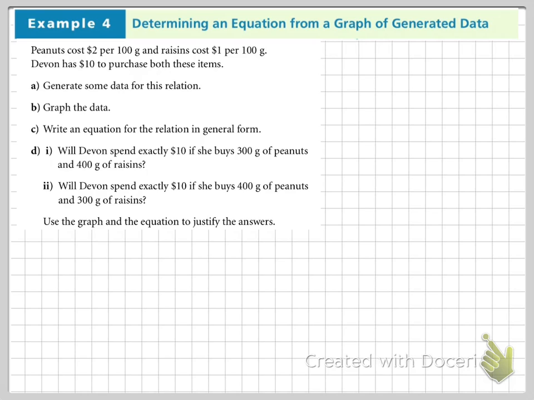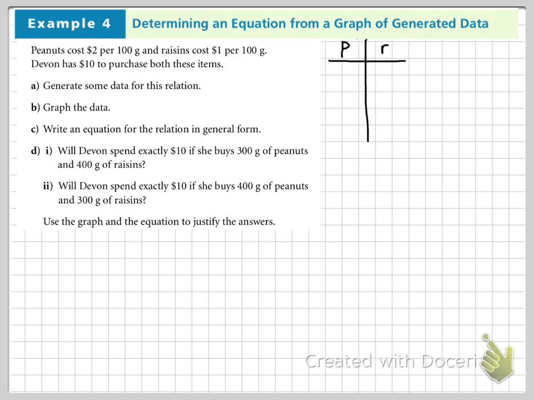In the next one, example 4, peanuts cost $2 per 100 grams, raisins cost $1 per 100 grams. Devin has $10 to purchase both of these items. Generate some data for this relation, and then graph the data. Well, let's make a chart. We have two things, peanuts and raisins.